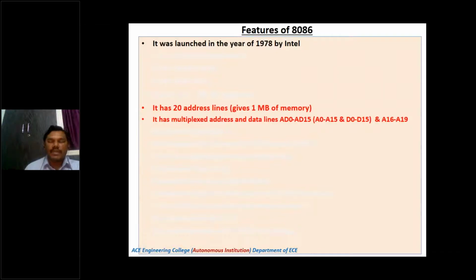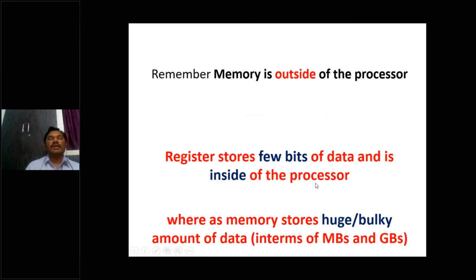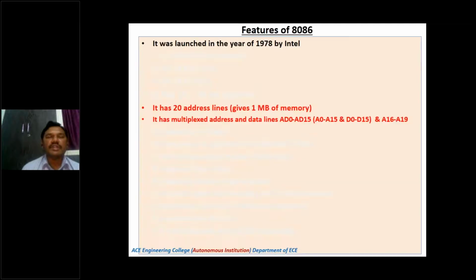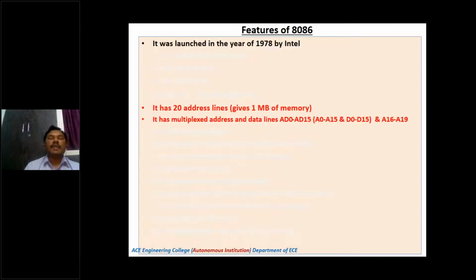We will see how, one by one. You know that register and memory are both storage elements. Memory is outside of the processor, whereas register is inside of the processor. Memory stores a huge amount of data, and register stores only a few bits of data. So these are the topics of registers and memory.